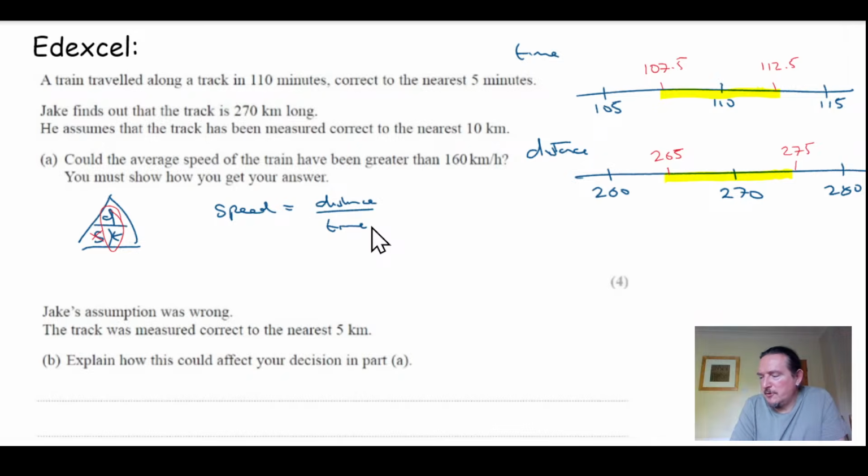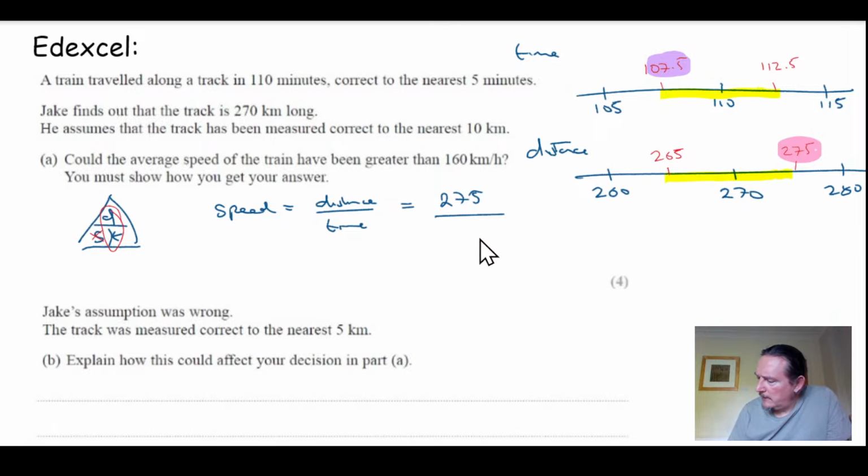The number on the bottom, the smaller it is, the bigger your fraction is. The number on the top, the bigger it is, the bigger your fraction is. So if I want to work out the highest possible speed, I need the highest distance. So I'm going to use this distance here, the 275, and I'm going to divide it by the smallest possible time, and that should give me the biggest possible speed. Now again, if you struggle with figuring that out in your head, then the alternative is just to work out all three types.